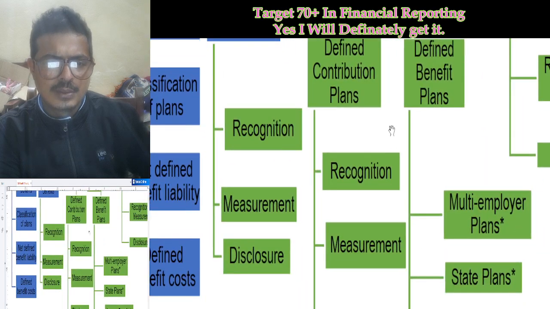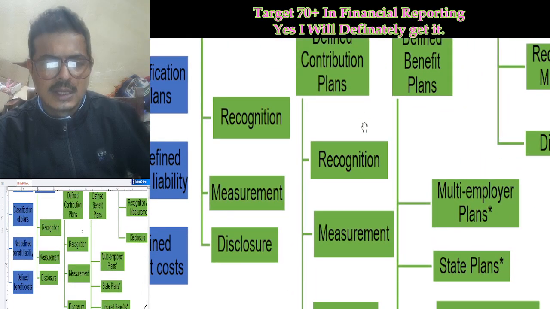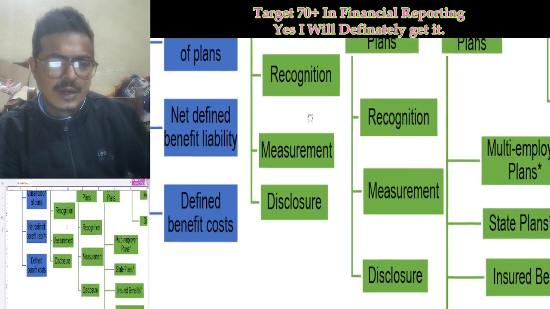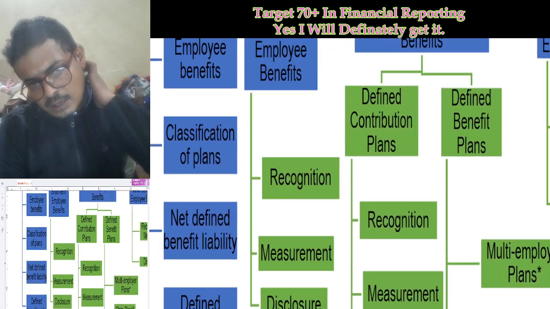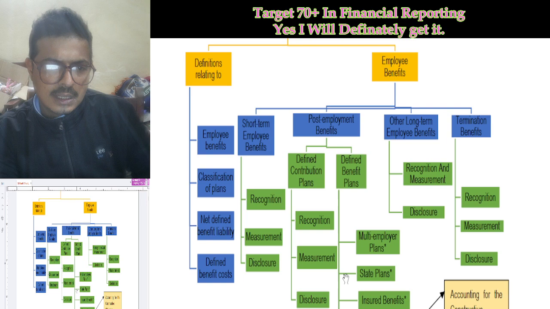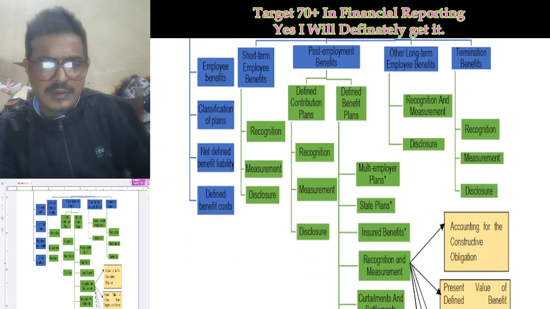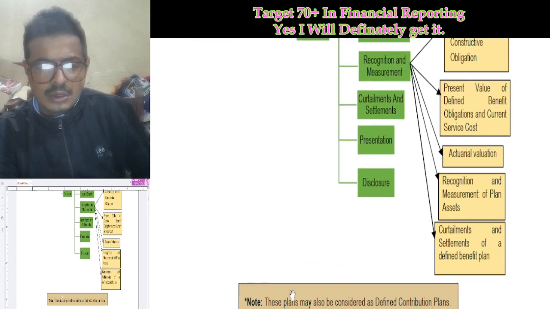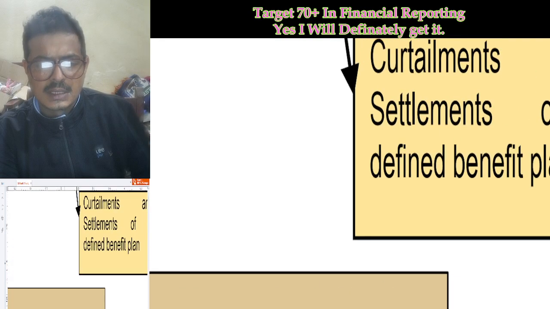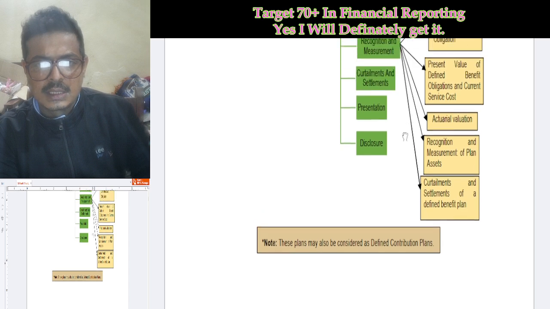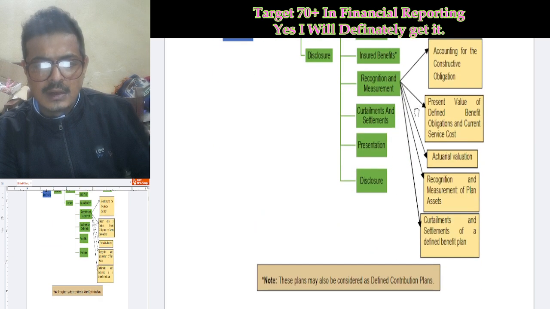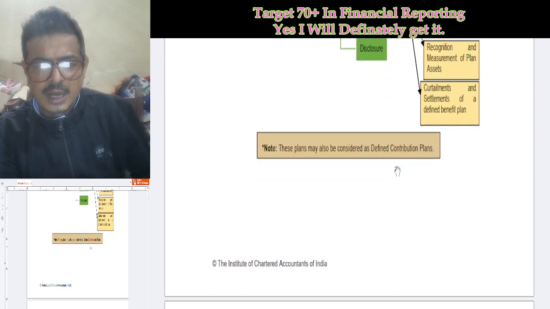Now, defined contribution plans we already talked about: recognition, measurement and disclosure. Short-term employee benefits: recognition, measurement and disclosure. And under the employee benefit classification of plans, net defined benefit liabilities and defined benefit cost. Note, this plan may also be considered as a defined contribution plan. Insured benefit and defined contribution plan are the same thing.